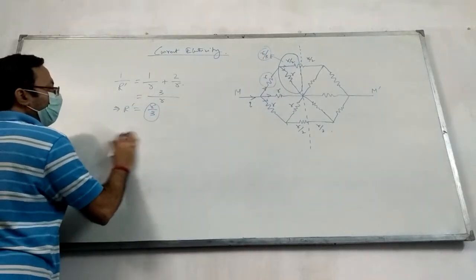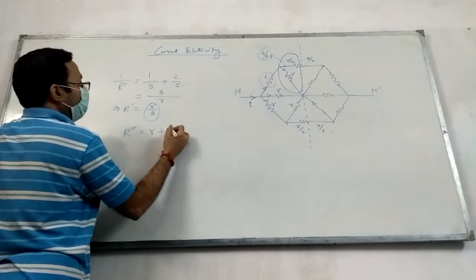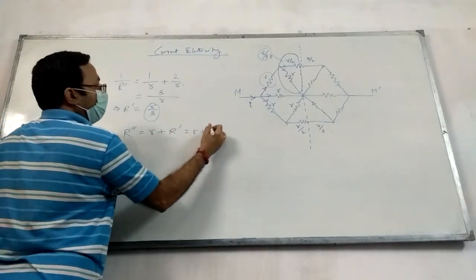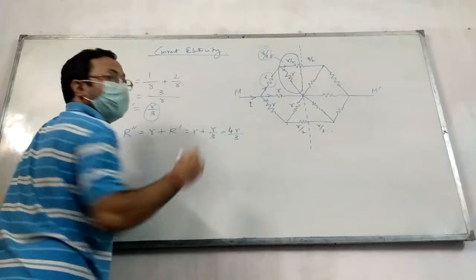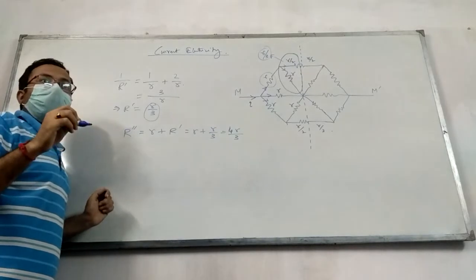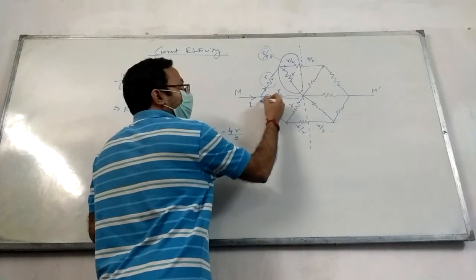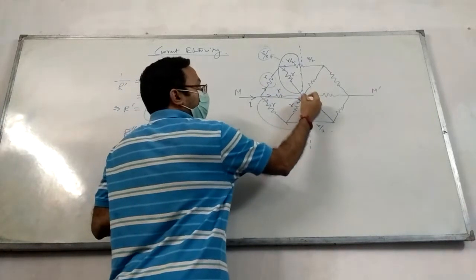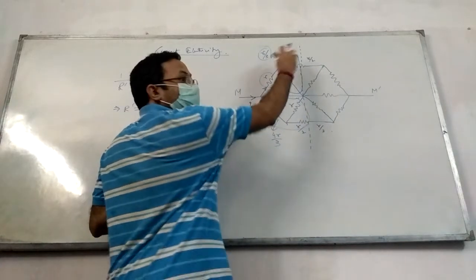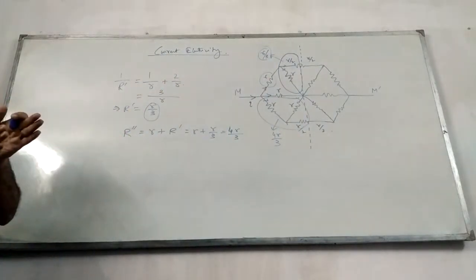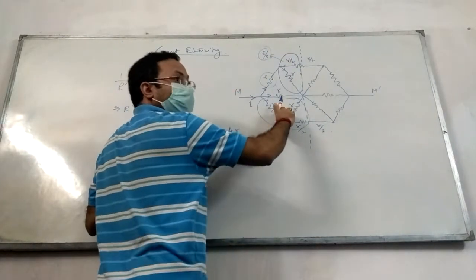Let us call this R double dash. R plus R dash is equal to R plus R by 3 equals 4R by 3. Now tell me, can we write the value of this lower arm as 4R by 3 too? See, the lower part and the upper part are exactly symmetrical. So if this part is 4R by 3, this part is also.